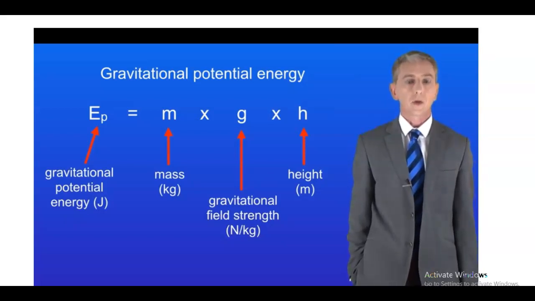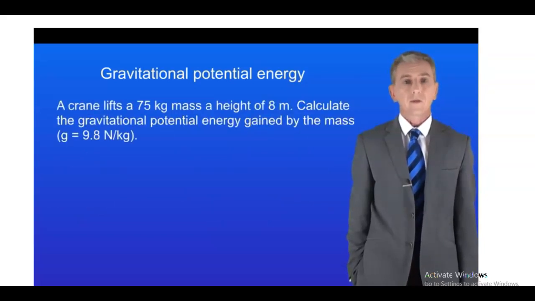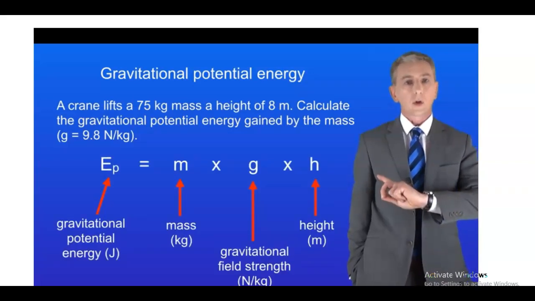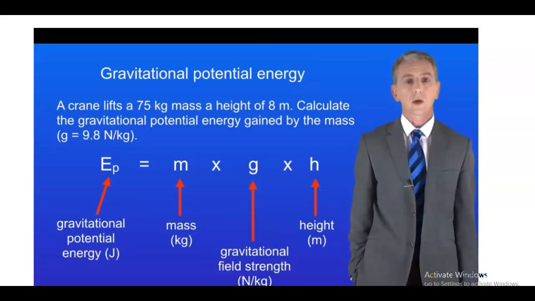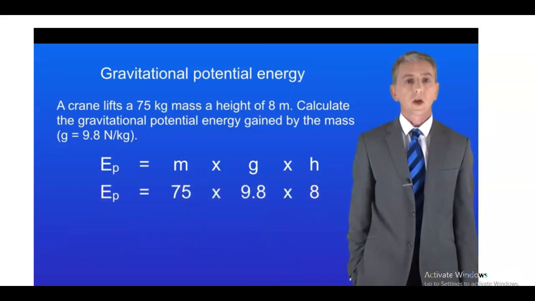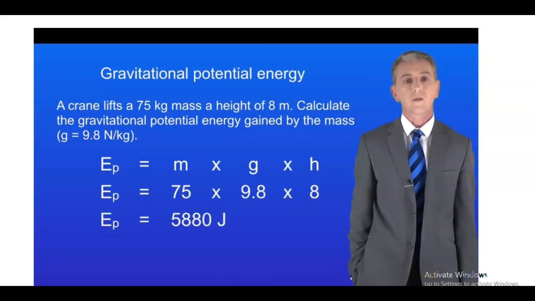Okay, let's take a look at a sample question. A crane lifts a 75 kilogram mass a height of 8 meters. Calculate the gravitational potential energy gained by the mass. The value of the gravitational field strength is 9.8 newtons per kilogram. So, here's the equation that we're going to use. The mass of the object is 75 kilograms. The gravitational field strength is 9.8 newtons per kilogram, and the height is 8 meters. Putting these numbers into the equation gives us a gravitational potential energy of 5,880 joules.